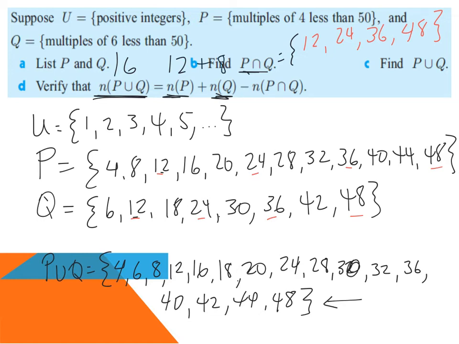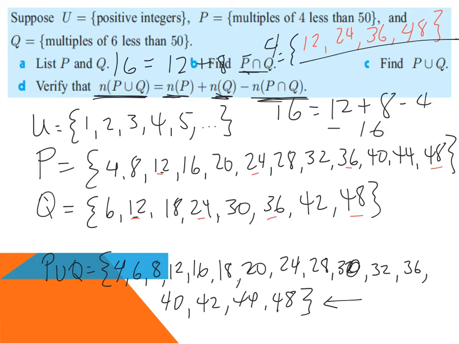So 12 plus 8, minus the number of items in our intersection up here, which is 1, 2, 3, 4. So minus 4. We're supposed to verify that 16 is equal to 12 plus 8 minus 4. 12 plus 8 is 20, minus 4 is 16, so 16 equals 16. So that is a true statement: the number of items in P union Q is equal to the number of items in P plus the number of items in Q minus the number of items in P intersect Q.